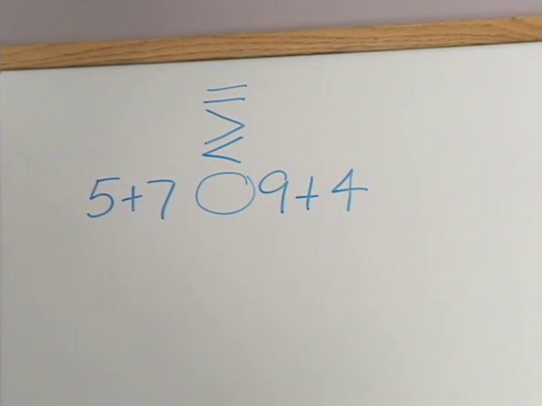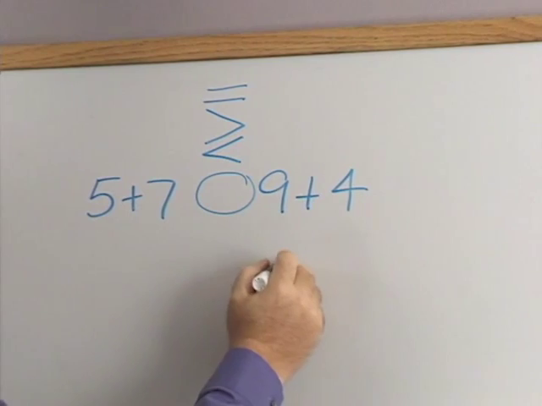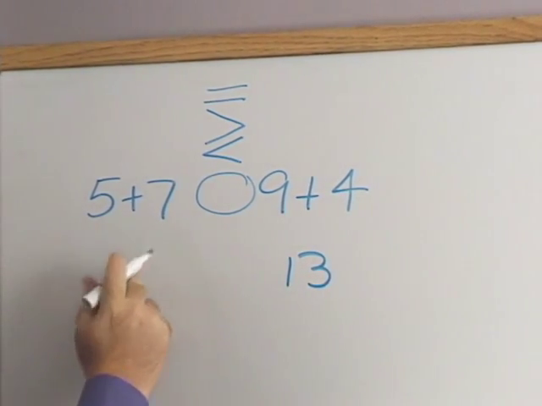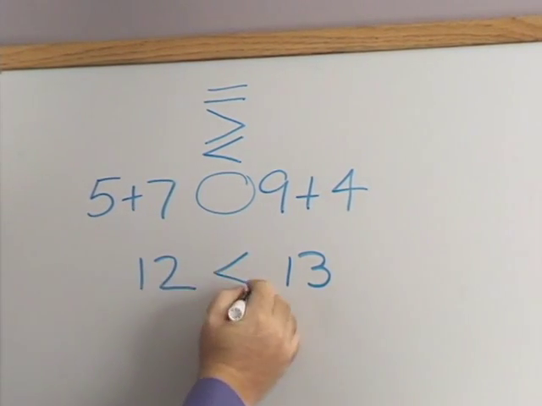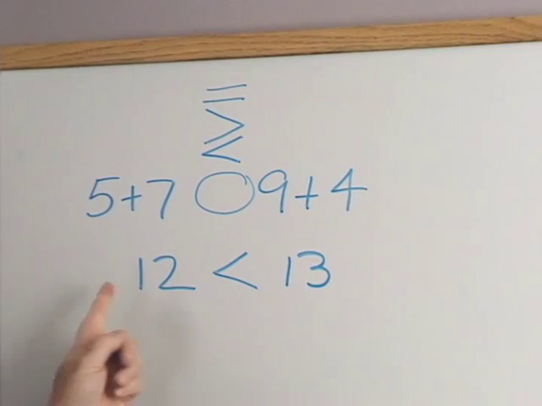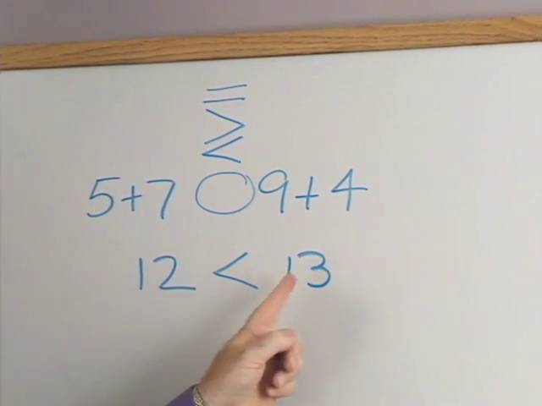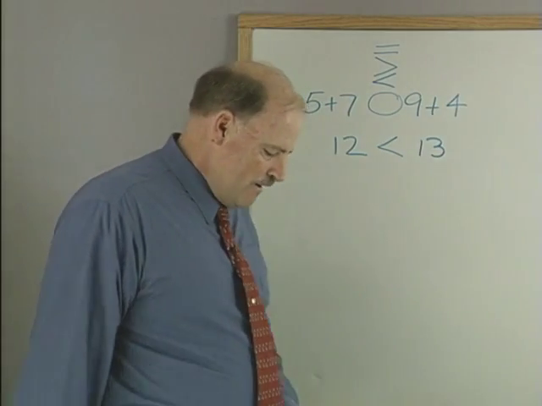Well, you know what the first thing we have to do is? We have to solve it. So what's 9 plus 4? 13. And what's 5 plus 7? 12. Okay, now which one is the largest? 13. Okay, so we put our symbol like this, and then we read it: 12 is less than 13. Very good. Okay?